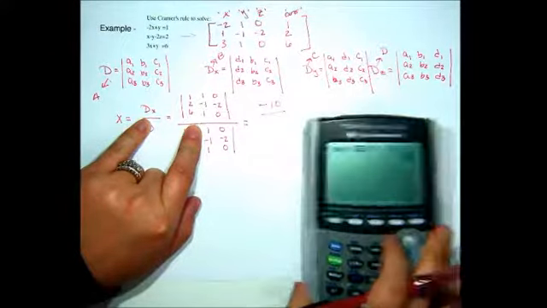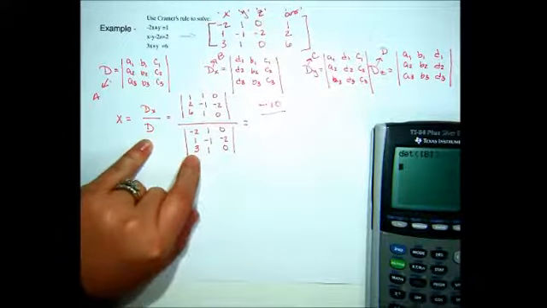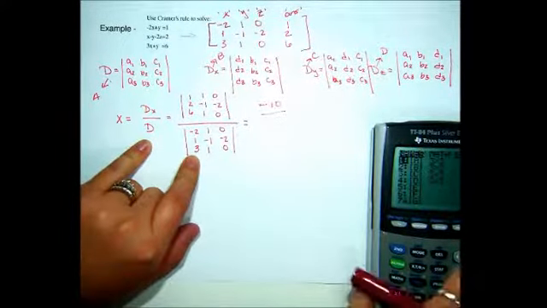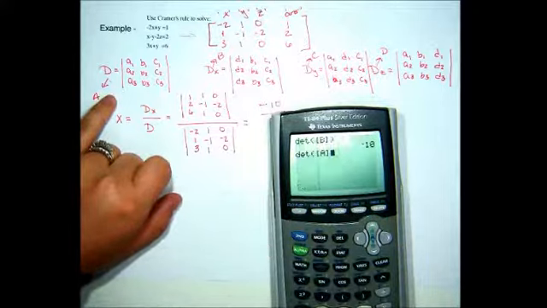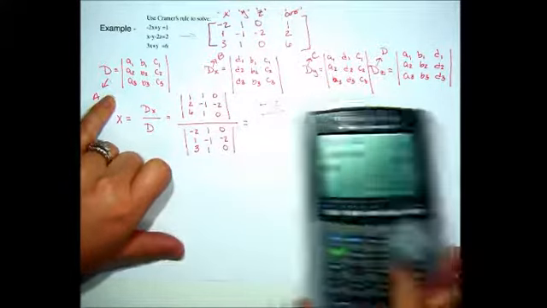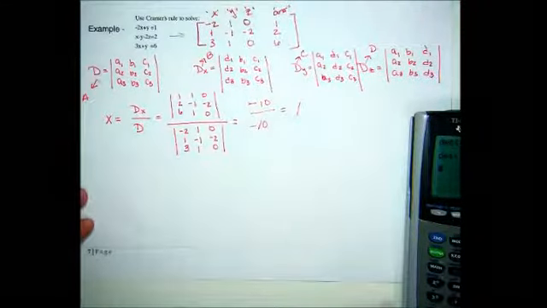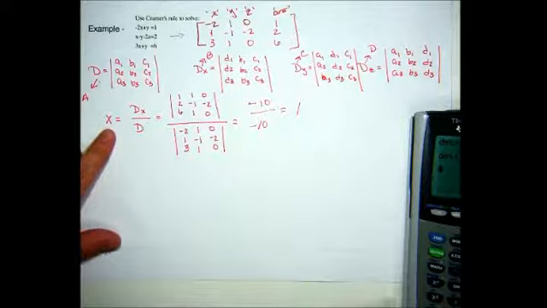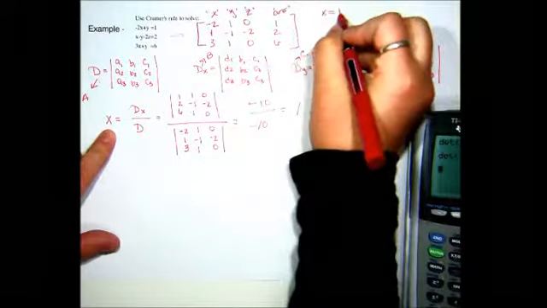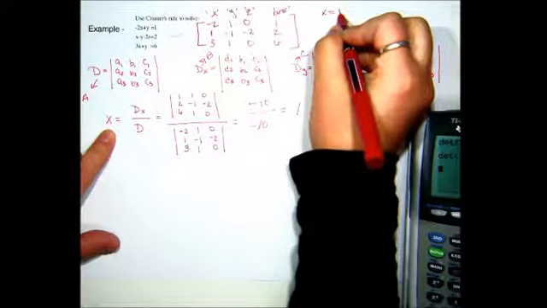I want to divide that by the determinant of D. So I go into matrix, go over to math, pick up determinant. My A matrix is my first matrix here. That would be negative 10. So negative 10 divided by negative 10 would give me a 1. Okay, so that's the value of X. So X is 1. I need to know what Y is, and I need to know what Z is.